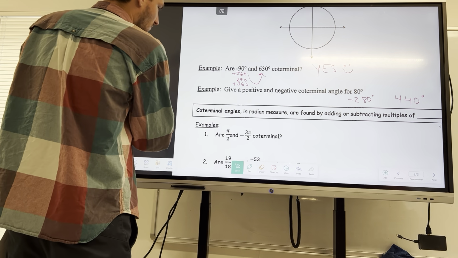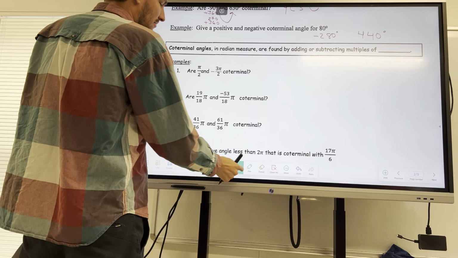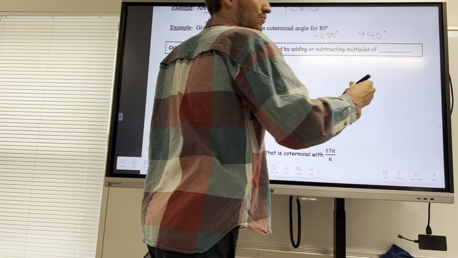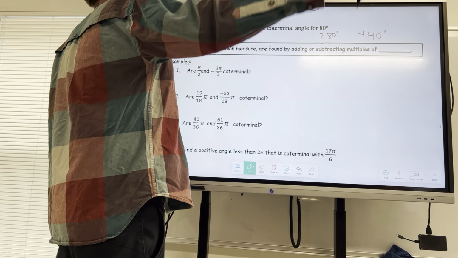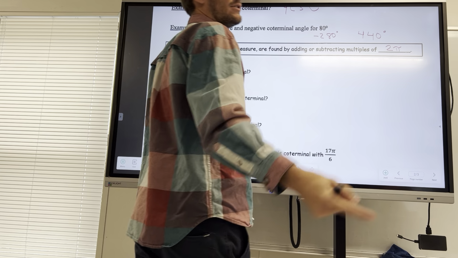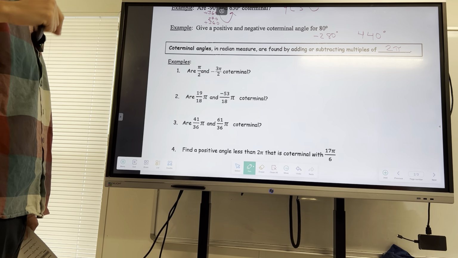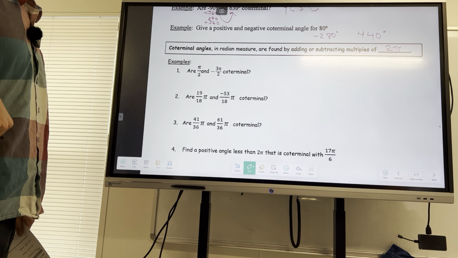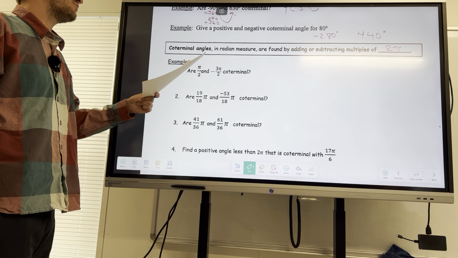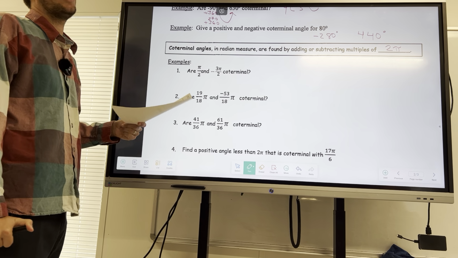Now here we go. Coterminal angles in radian measure are found by adding and subtracting multiples of... no, 2 pi. Because coterminal requires a full lap, and a full lap has to be 2 pi. Okay? So they've asked us here, are pi over 2 and negative 3 pi over 2 coterminal?